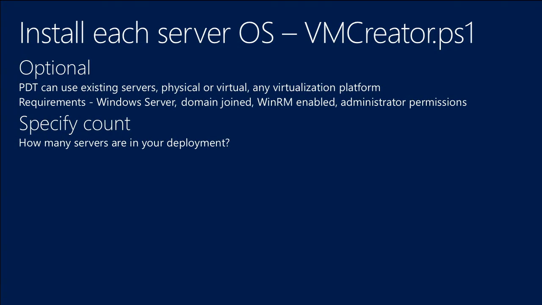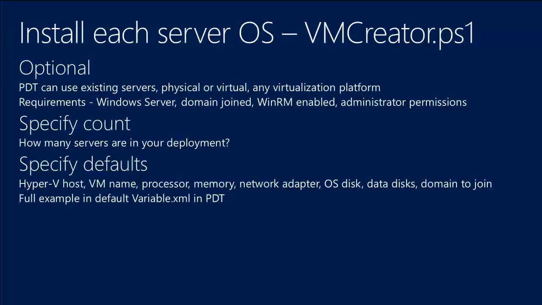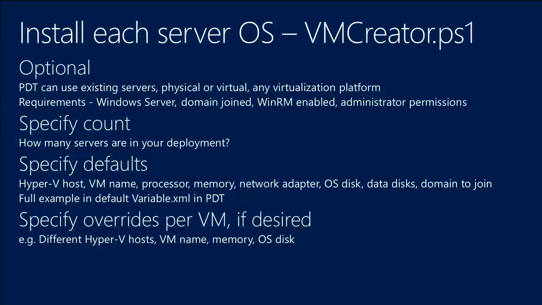But if you are going to use the VM creator, you specify how many servers you want. There's some defaults for the host you're going to create it against, what you want the VM names to be, and it'll use a sequential count to name VMs if you want to do that automatically. How many processors, how much memory, all the settings for that VM, what domain to join. There is an example of all of this in the sample download in PDT. Optionally, you can override any of those settings per VM.